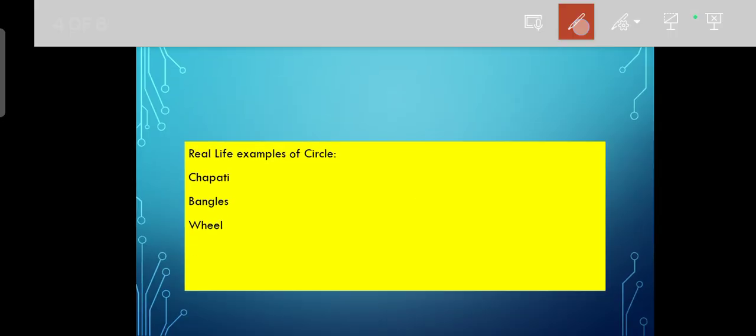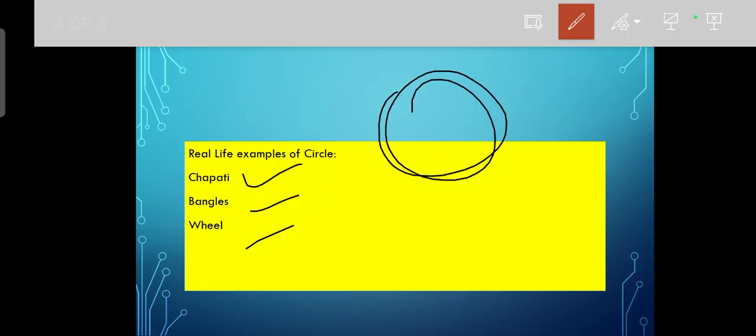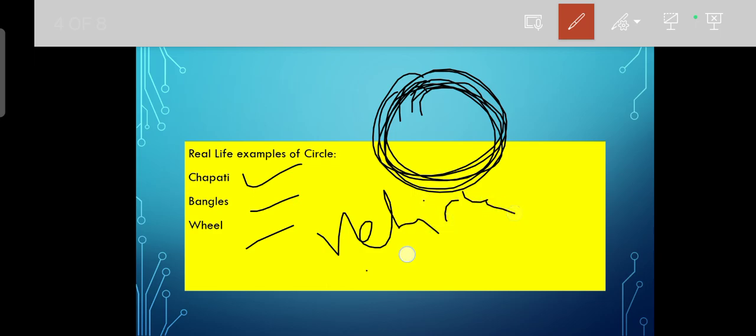In this slide, we will discuss real life examples of the circle. Some real life examples are chapati, bangles and wheels. We all know the chapati which we make from wheat or maize, and we eat it. This shape is always circular. And bangles, the ladies or girls wear them on their hands. The bangles also have a circular shape. The wheels of vehicles are always in circular shape.